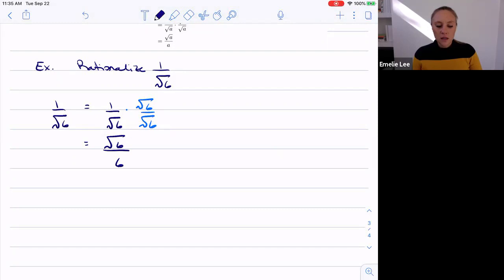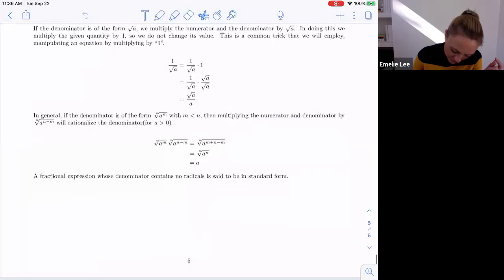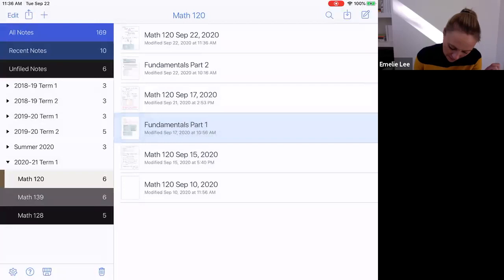It gets a little bit trickier if you've got a trickier root in the denominator. So that's why we've got this general description here.